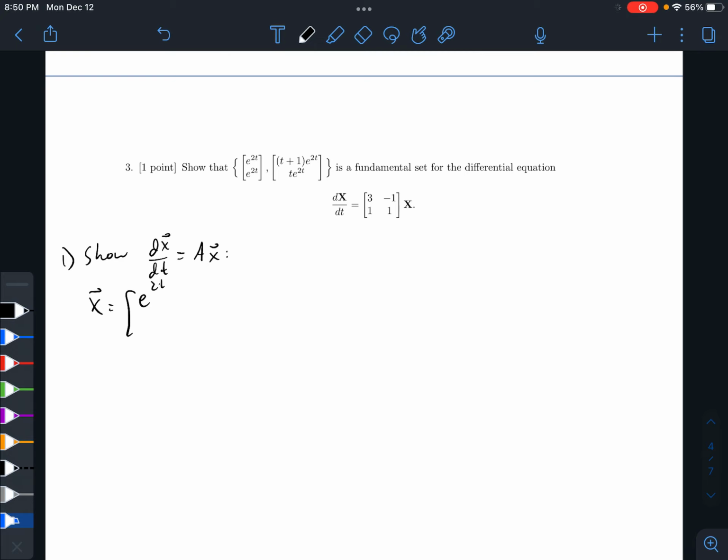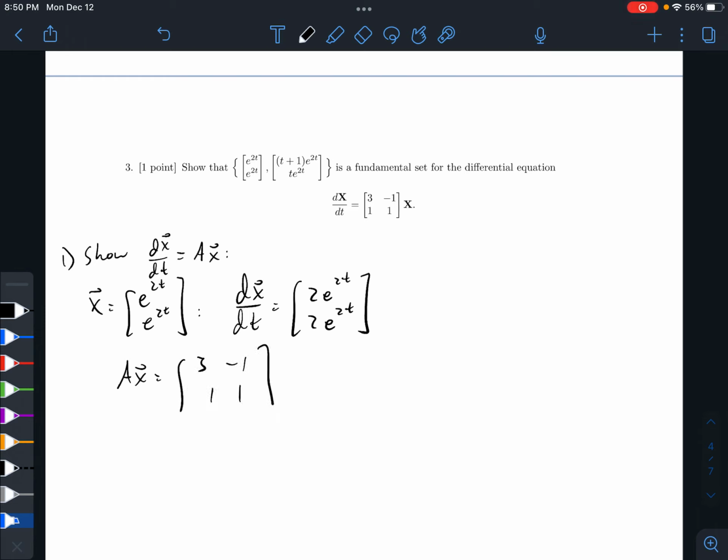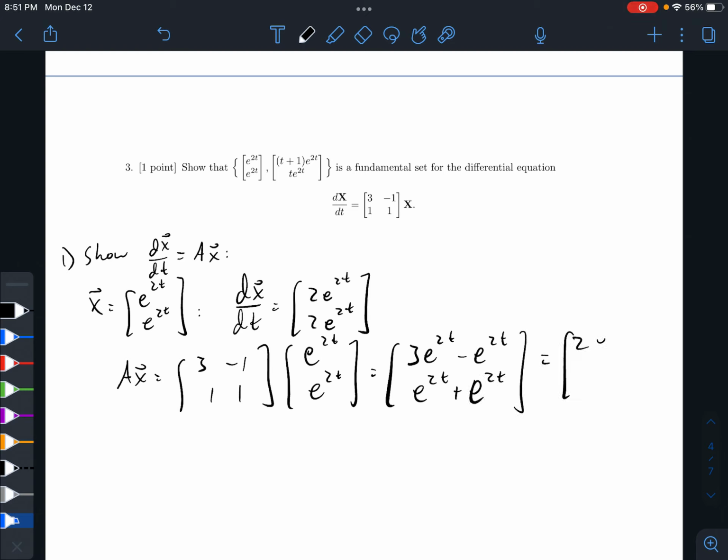For x equals e to the 2t, e to the 2t, this one's more straightforward. dx/dt is equal to 2 e to the 2t, 2 e to the 2t, just taking the derivative using the chain rule. Then A times x, 3 negative 1, 1, 1, times e to the 2t, e to the 2t. This equals 3 e to the 2t minus e to the 2t, and then 1 e to the 2t plus 1 e to the 2t, which simplifies to 2 e to the 2t, 2 e to the 2t, which is exactly what we got when we computed dx/dt.